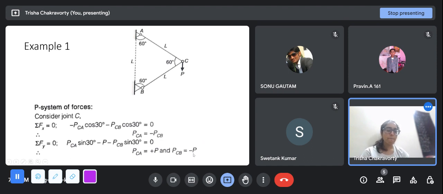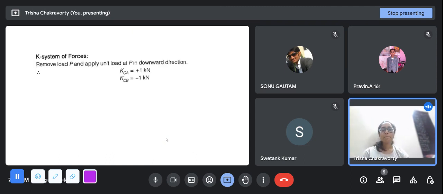and solving it, you get that PCA is plus P and PCB is minus P. What do these imply? Plus implies tension, minus implies compression. The way we have taken, if we assume the forces to be away from the joints, then positive implies tension and negative implies compression. But for now, since we are interested in finding the deflections, you need not interpret that. Just keep the signs. When you put it in the table, you have to include it with sign.